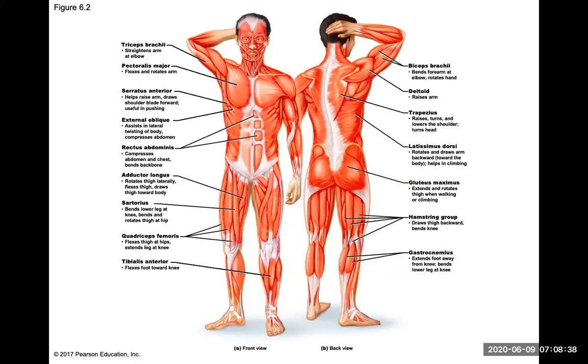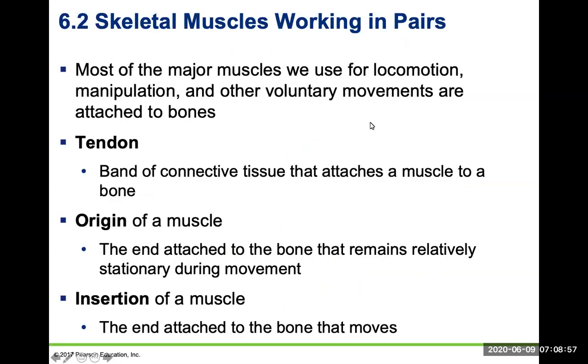So here are more than the 600 muscles. It's fun to see this picture. A lot of them are the same on the right as the left side of the body. And you can see there are many muscles in the face for facial expression. You can see here the muscles in the chest, the abdomen, in the legs, and also the arms. Most of the major muscles we use for locomotion, manipulation, and other voluntary movements are attached to bone.